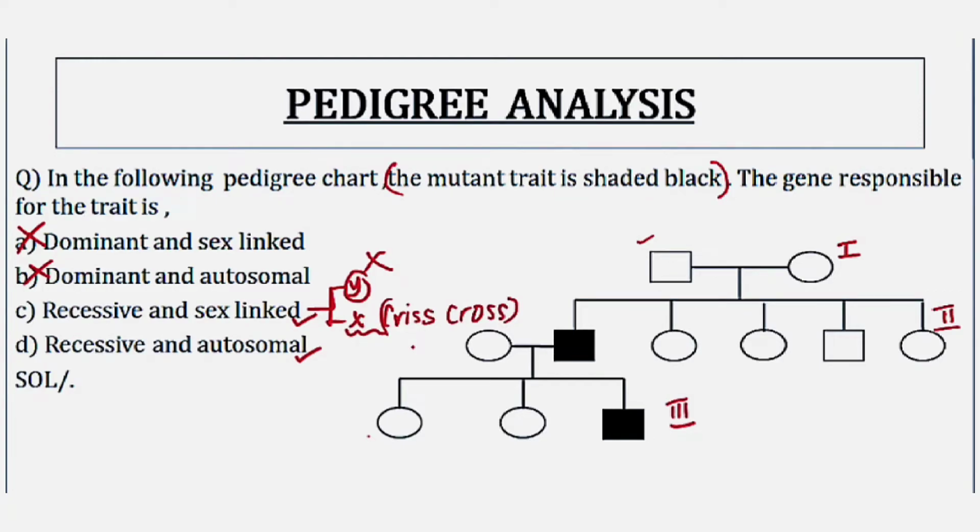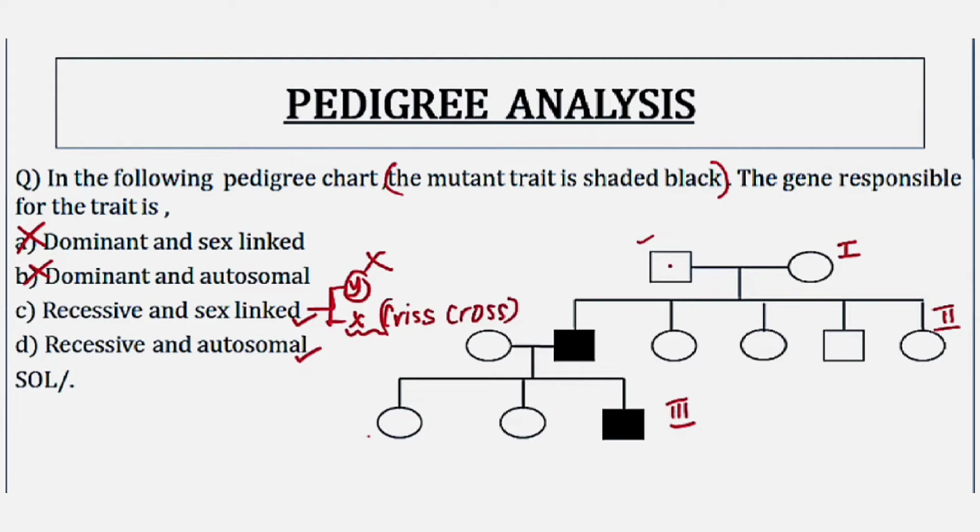If it is X-linked recessive, it should follow the criss-cross pattern, which means in the first generation, if the male is affected, in the second generation, the female should be a carrier or affected. In the third generation, the male should be affected. So it should be a criss-cross pattern. The mother can be a carrier or affected, then the son will be affected, and then his daughter could be affected or a carrier. By this method, we can check.